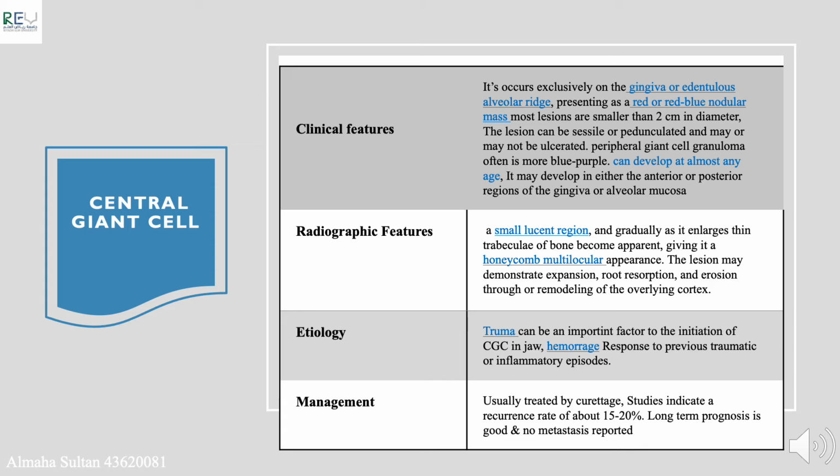Radiographic feature: a small lucent region, and gradually as it enlarges, thin trabeculae of bone become apparent, giving it a honeycomb multilocular appearance. The lesion may demonstrate expansion, root resorption, and erosion through or remodeling of the overlying cortex. Etiology: trauma can be an important factor in the initiation of central giant cell granuloma, a hemorrhage response to previous traumatic or inflammatory episodes.